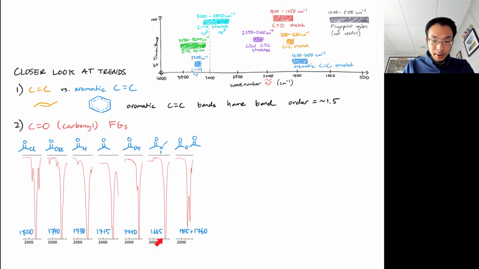So within these functional groups here, there is a pretty big range. We're going from here, 1665 in the amide, all the way up to 1800 in the acid chloride. And the trend is not perfect, but there are two different things we can use to try to explain what's going on here.